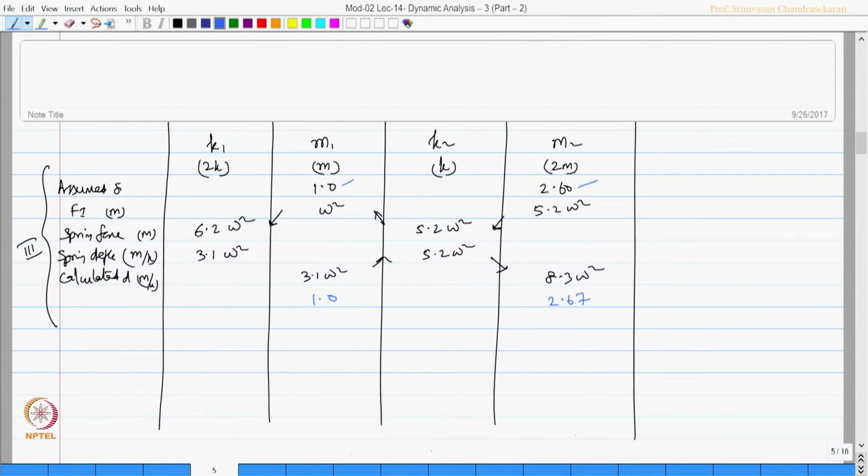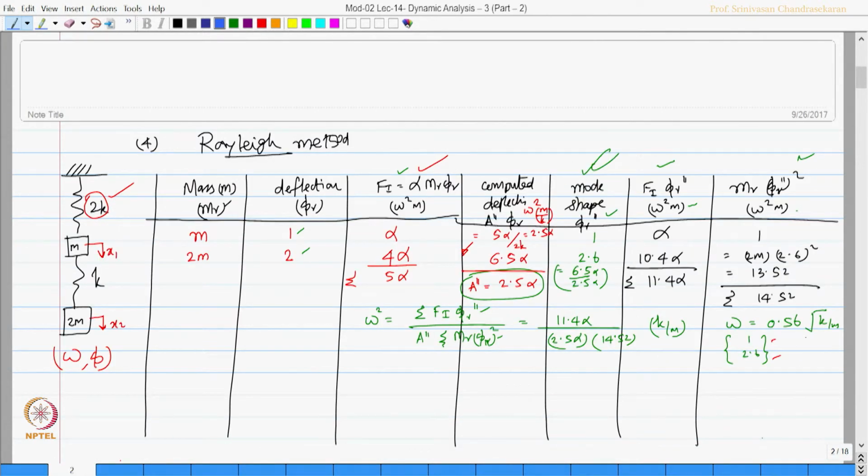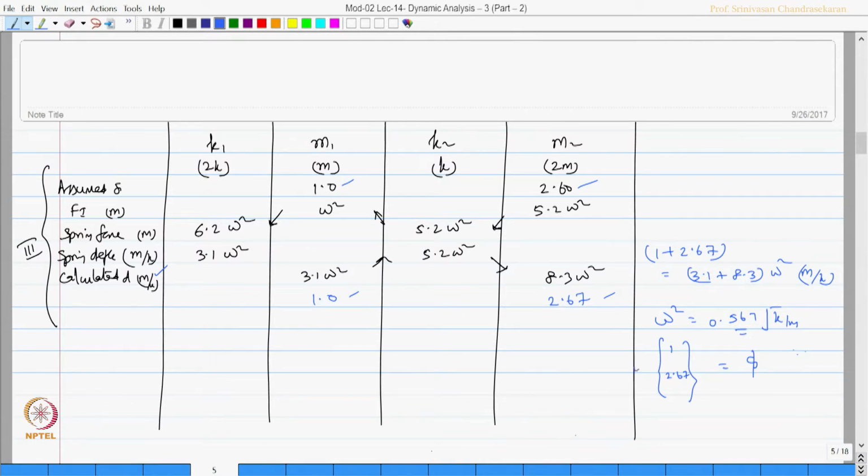We started with 1, 2.6, we landed in 1, 2.67. We assume that they are almost converged. We say that 1 plus 2.67 is actually equal to 3.1 plus 8.3 omega square m by k, that is a constant out. So, now I find omega square as 0.567 root k by m, and the corresponding phi, the mode shape, is 1 and 2.67. Let us compare this answer with what we got with the Rayleigh method. Rayleigh method says omega is 0.56 and 1, 2.6, and this method says 0.567, 1, 2.67.